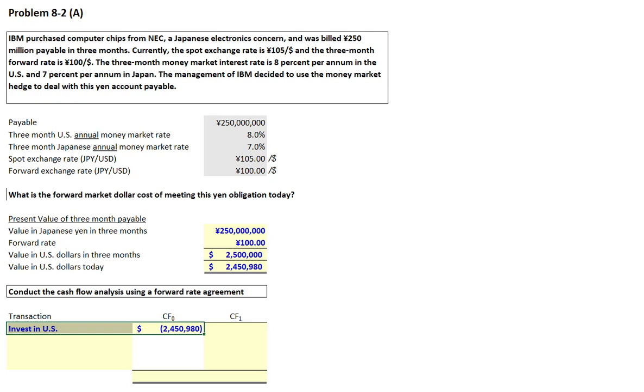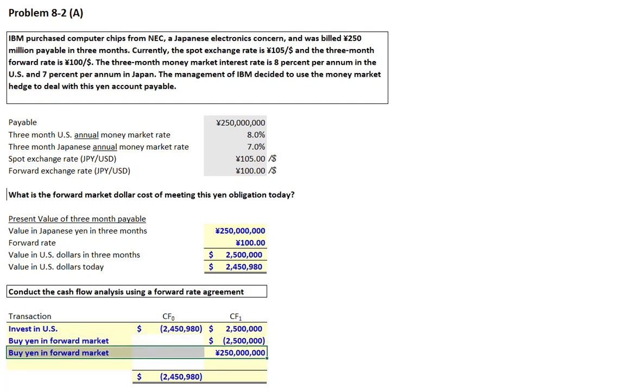We're going to put that money into some sort of money market account. So we're going to invest it. So we've got a cash outflow of $2,450,000. What happens then? At time 1, that 2.45 million will have grown to 2.5 million US dollars. We, of course, are going to need to purchase Japanese yen. So we're going to spend that. We've locked in the price. We're going to spend the 2.5 million US dollars in order to receive 250 million Japanese yen, and then we will use that to pay our invoice. And notice our time 1 cash flows all sum to 0.